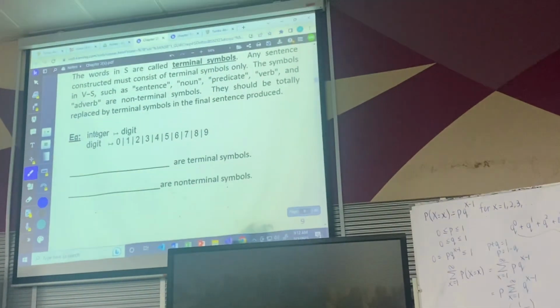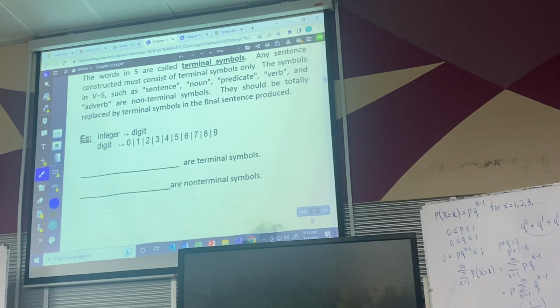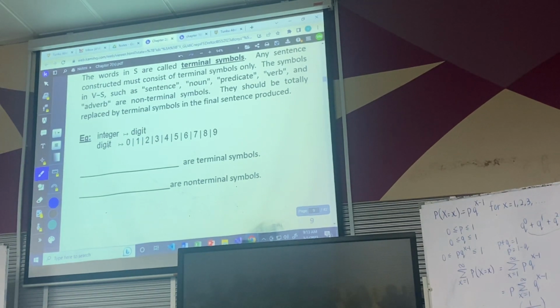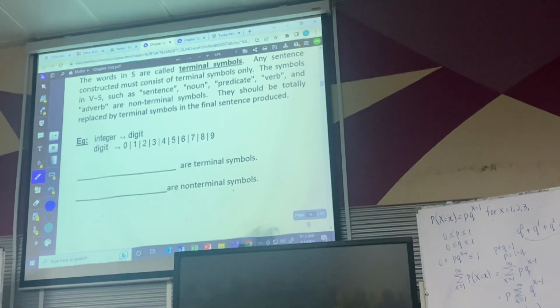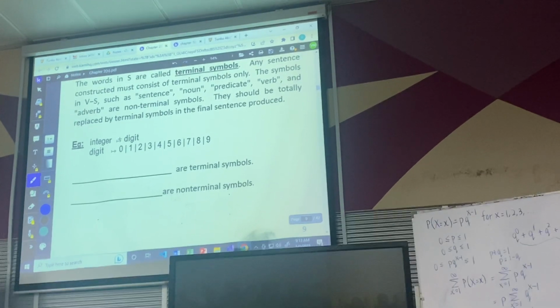Form the final sentence. In the arithmetic expression, do you have integer in the final answer? In the final sentence, we won't have, right? So we don't write integer in our final sentence. What we will do is replace the integer with digit.